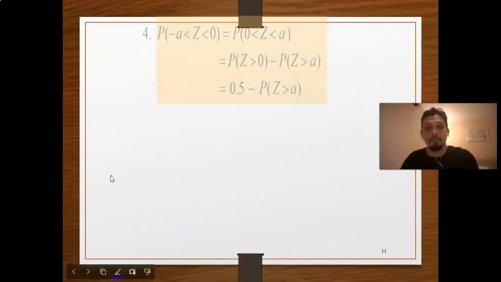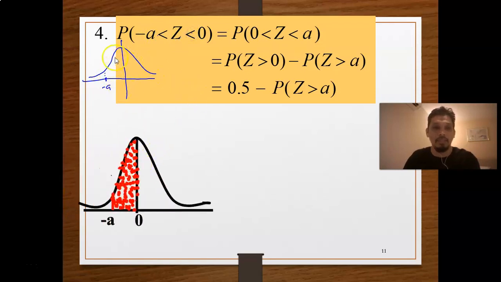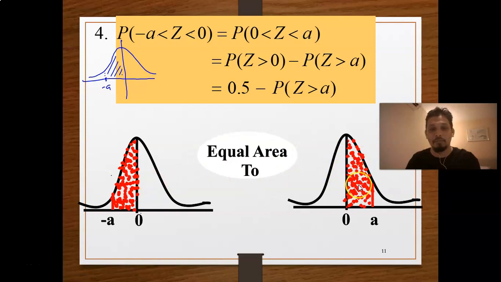So we continue. Okay, so now the probability of Z between negative A, which is somewhere around here on the left side, to 0. From negative A to 0 is equal to, bring this to the other side, the probability of Z greater than 0. The probability of Z greater than 0 means the whole area on the right side, 0.5, minus the probability of Z greater than A, this part here. So this left-hand one is 0.5 minus the probability of Z greater than A.